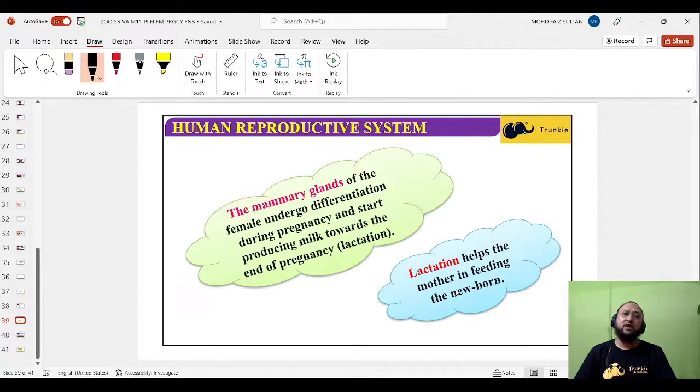The mammary glands of the female undergo differentiation during pregnancy and start producing milk towards the end of the pregnancy. Like I told you a little while ago, during pregnancy some changes take place in the mammary gland for the preparation of milk, for lactation. Towards the end, milk production starts. Lactation helps the mother in feeding the newborn baby.